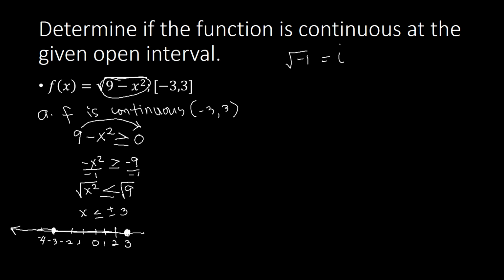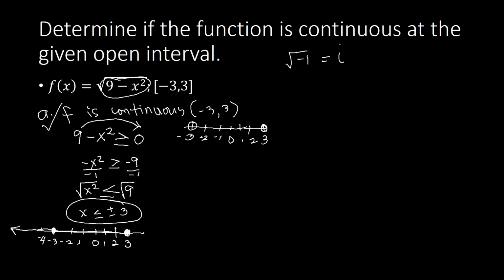So let's go back. The interval here has negative 3, which is not included because we have an open interval. We have negative 2, negative 1, 0, 1, 2, and then 3, which is also not included. If you check the numbers here, we don't have a number that is less than negative 3 or greater than positive 3. So every number in between the interval satisfies this, and that means f is continuous on the open interval.